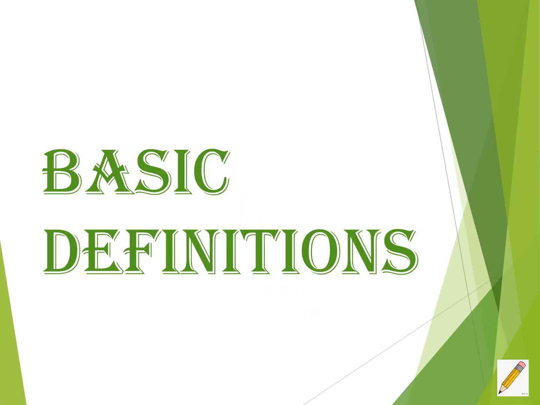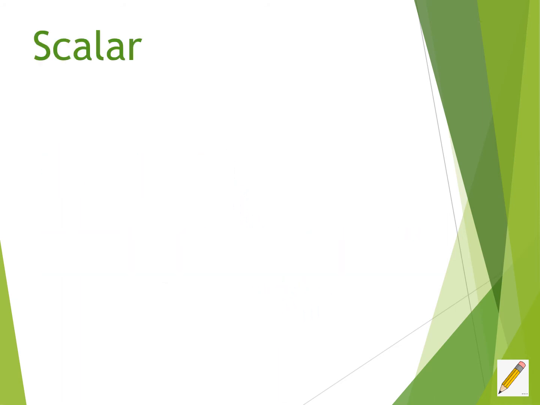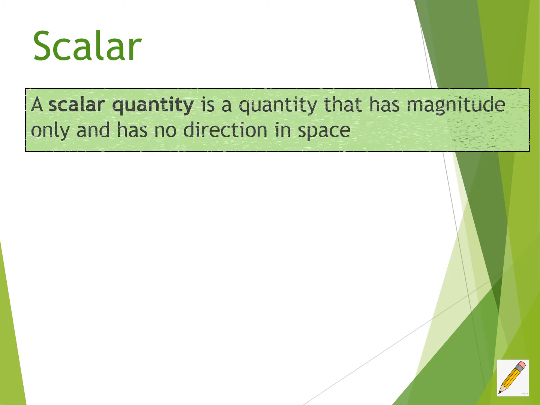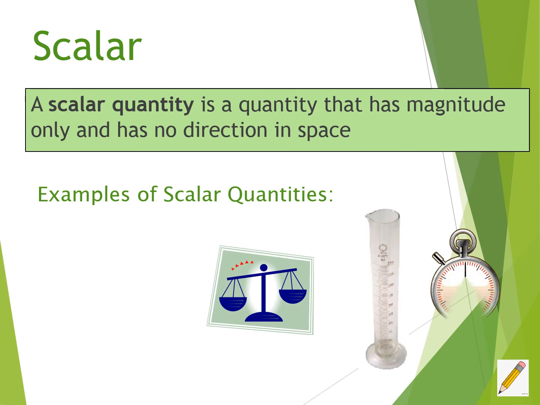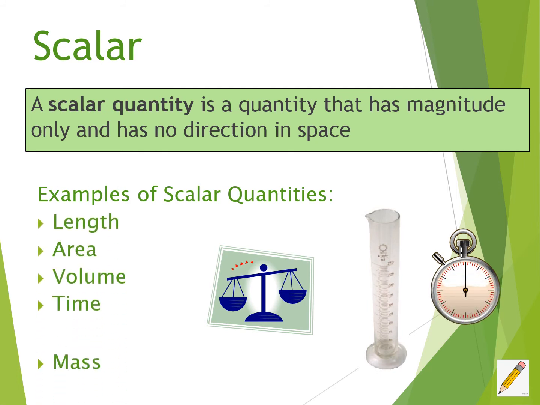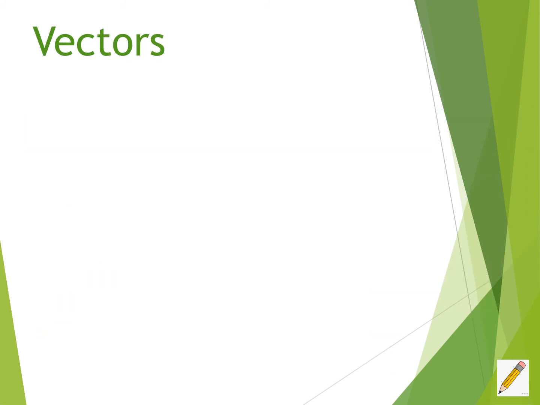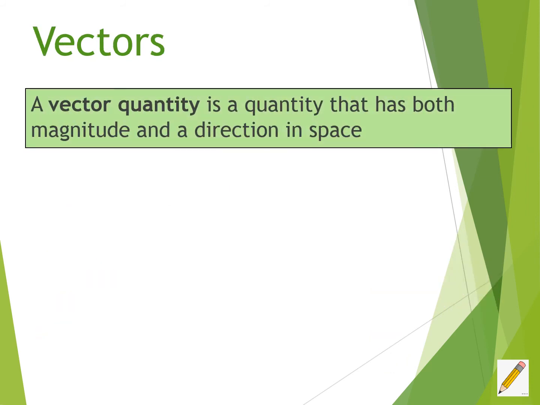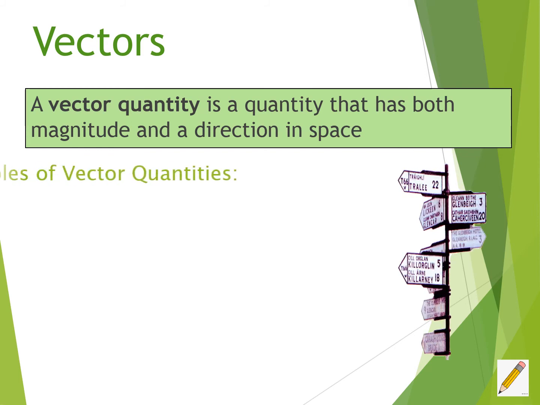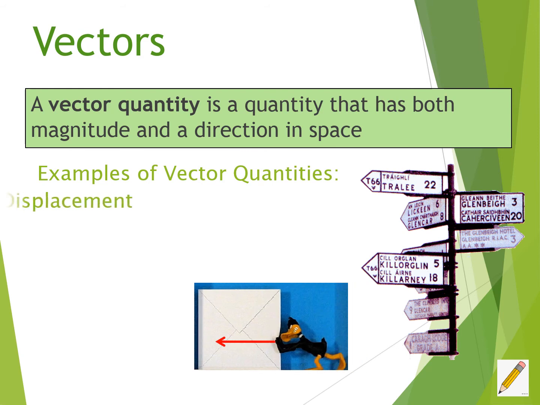Let's see some basic definitions. What is a scalar? A scalar quantity is a quantity that has magnitude only and has no direction in space. Examples of scalar quantities are length, area, volume, time, and mass. A vector quantity is a quantity that has both magnitude and a direction in space. Examples of vector quantities: displacement, velocity, acceleration, and force.